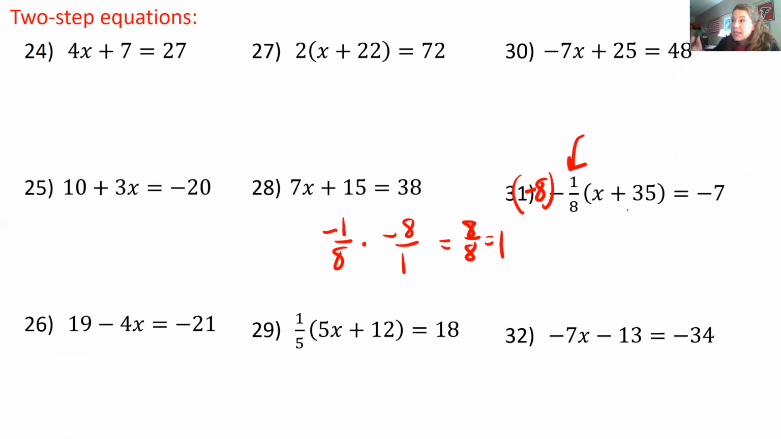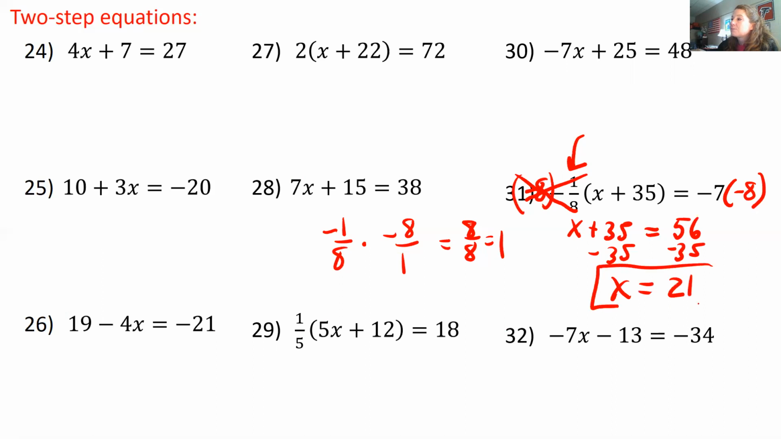And all I'm doing is getting rid of this fraction. Because I could distribute it. I could multiply x by negative 1/8 and 35 by negative 1/8. But I'd rather just get rid of that fraction. So whatever you do to one side, you got to do to the other. So negative 8 times negative 1/8 is positive 1. So now I'm bringing down x plus 35 is equal to negative 8 times negative 7 is positive 56. Now I'm going to subtract 35 from both sides, and x is equal to 21.